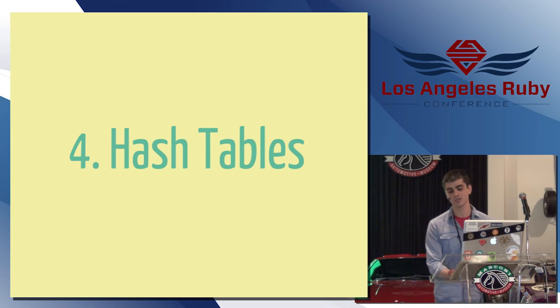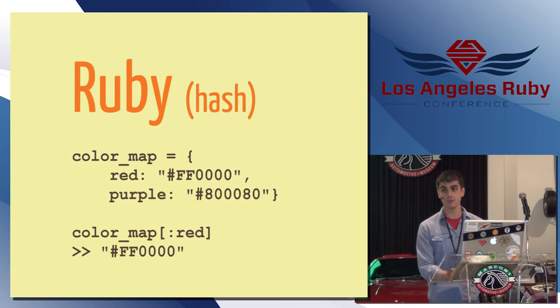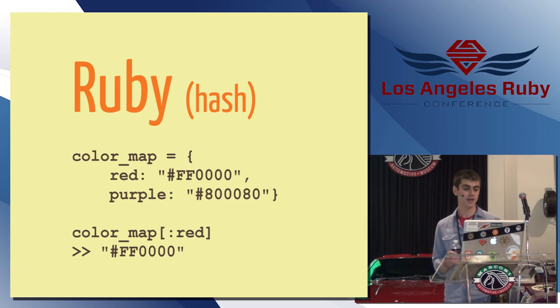Both languages support hash tables. In Ruby, it's called a hash. So here's a color map. This is the Ruby 1.9 syntax. So we have the keys here and then just some hex values for these different colors. And you can use the bracket notation to get the specific value that you want from a key.